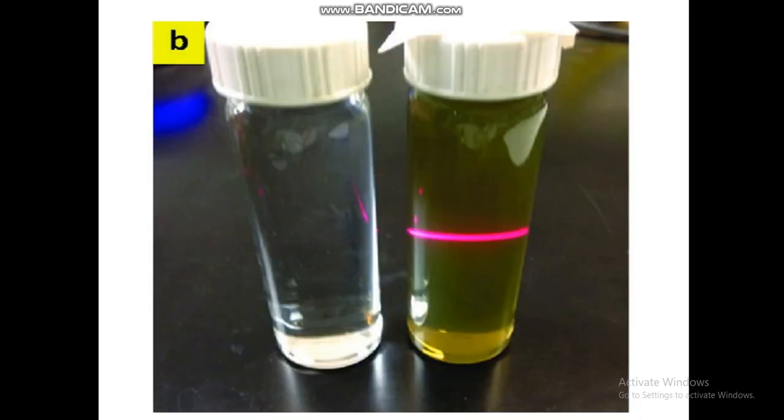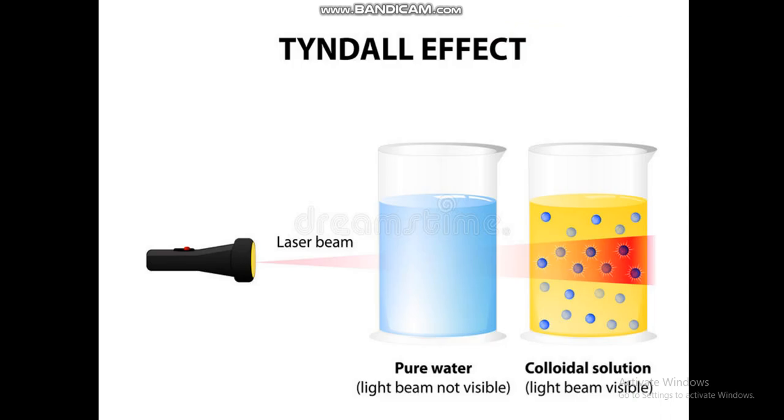Similarly here you can see, if we take clean water and pass a laser light, the light cannot be seen throughout. But when we take a colloidal solution, where the particle size is a little larger than the particles of water, the light ray, or the beam or laser light, can be seen throughout the solution. This is the Tyndall effect. Similarly here also, in clean, pure water the light beam is not visible when it is passed from one side to another, but in the colloidal solution the light beam is visible. The light beam is visible because of these particles. The larger particles scatter the light, and the light enters our eye and we can see a path of light.